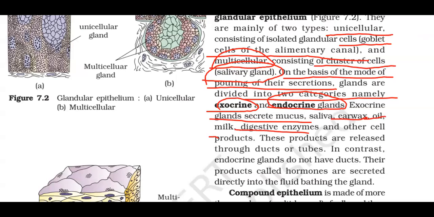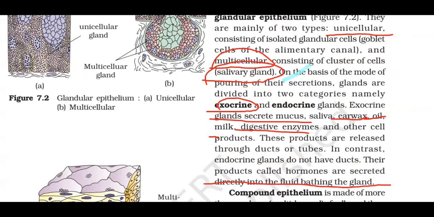And the other type of gland is endocrine. Endocrine glands don't have ducts. Here these glands directly secrete their substances into the organs. The secretory substance is poured directly on the organs. The products called hormones are secreted directly into the fluid bathing the gland. So these are all about glandular epithelium. Here it is a very important thing. Glandular epithelium is very important because they are specialized cells.